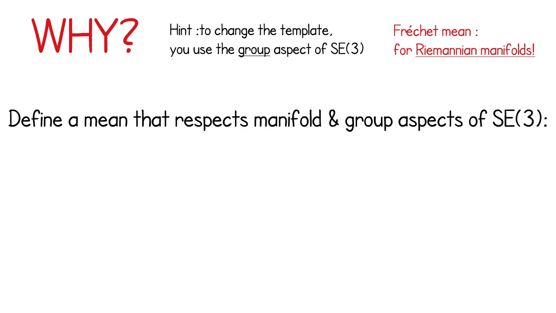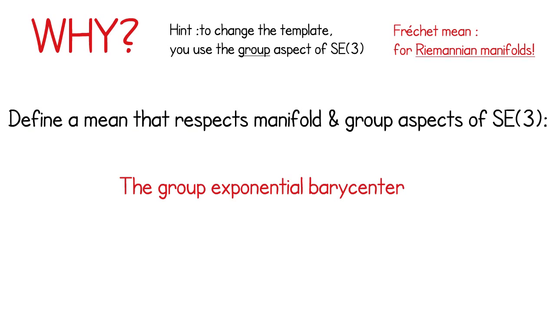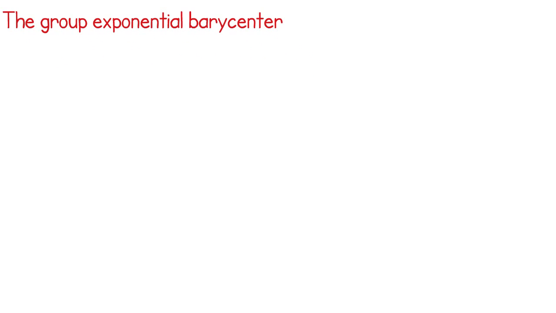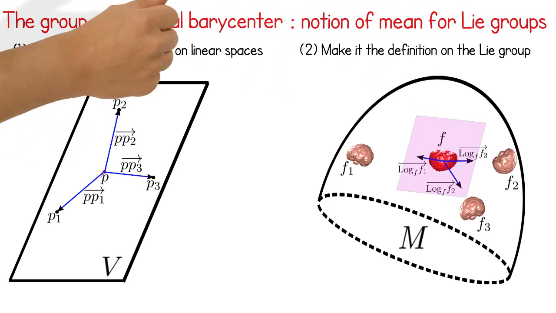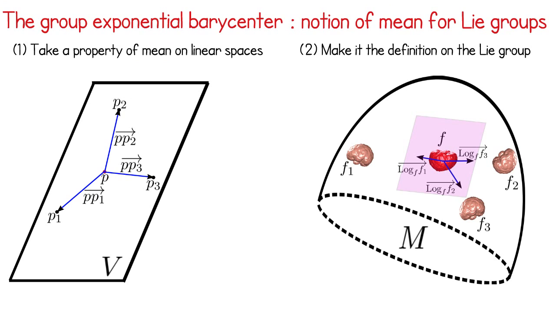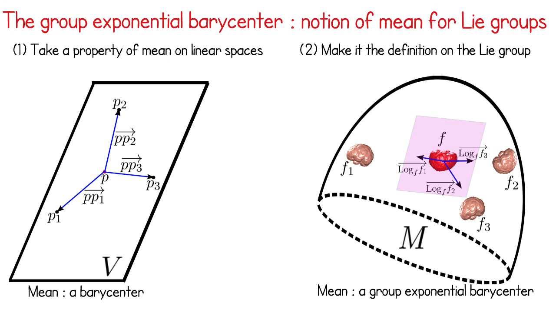Now, let's define a mean that respects manifold and group aspect of Lie groups. The group exponential barycenter. The group exponential barycenter is a definition of mean for Lie groups. Again, take a property of the mean on the linear space and make it the definition on the Lie group. The group exponential barycenter generalizes the property of the mean to be the barycenter.